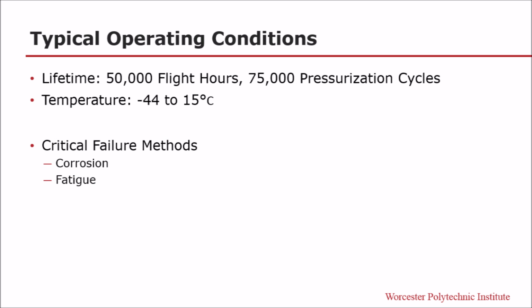For this project, I decided to focus on the fixed wing configuration. As you can see on the slide right now, typical operating conditions of an airplane. Generally, the lifetime of an airplane is about 50,000 flight hours, or about 75,000 pressurization cycles. And they generally operate in a temperature range between 15 degrees Celsius and negative 44 degrees Celsius. Typical failure of a horizontal stabilizer in these conditions would be due to corrosion or fatigue.